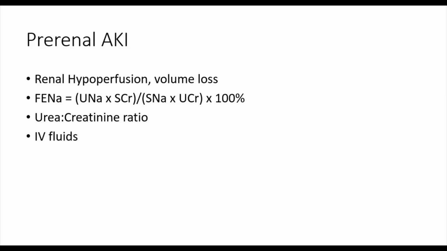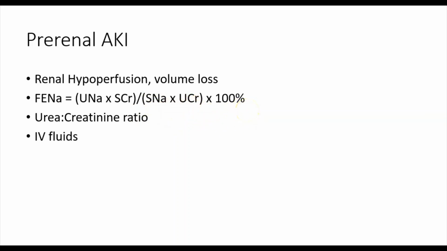Apart from using the urea-creatinine ratio, there's another tool you can use to help distinguish a pre-renal AKI from an intra-renal ATN, and that tool is the FENA or fractional excretion of sodium. This is essentially a comparison of the sodium and creatinine levels in the urine and in the serum to calculate the fractional excretion, with the formula being the urine sodium times the serum creatinine divided by the serum sodium times the urine creatinine times 100%.